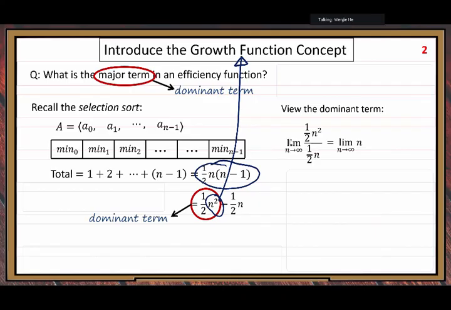Then you take the limit of n when n goes to infinity. Then its limit is infinity. All right. Now, can you see how dominant it is? When you see this infinity, can you see the dominance? The top term over the bottom term, the ratio is infinity when n goes to infinity.